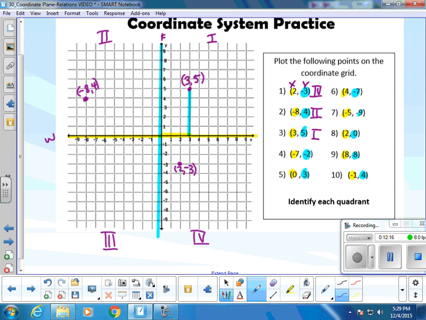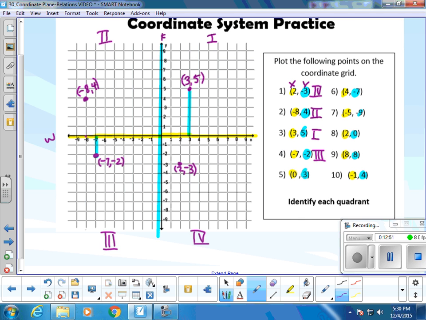If we can keep going, we can keep doing this. I'll go ahead and do a couple more. If we do -7, it goes all the way over here, and then I'm going to use blue. I'm going to go down 1, 2. So my point for -7 and -2 is right here, and that is in the third quadrant.